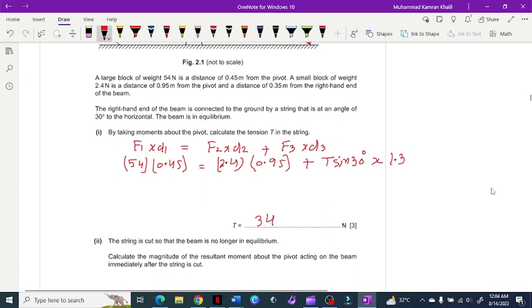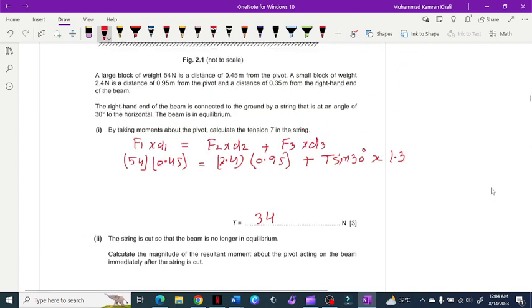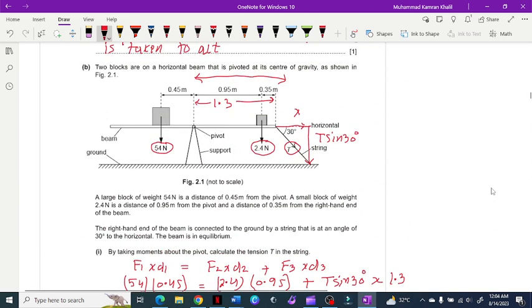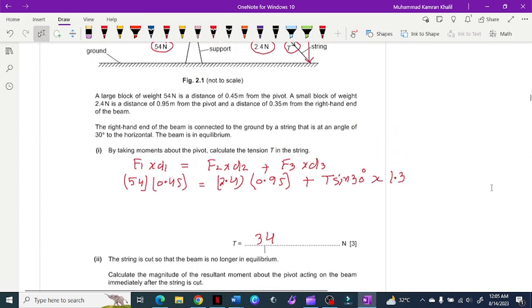In the next part, he is saying that the string is cut so that the beam is no longer in equilibrium. So when we cut the beam, what will happen? The anti-clockwise moment will be greater than the clockwise moment. He is saying to calculate the magnitude of the resultant moment. So the resultant moment will be calculated by subtracting these two moments. On the left-hand side, what is the moment?